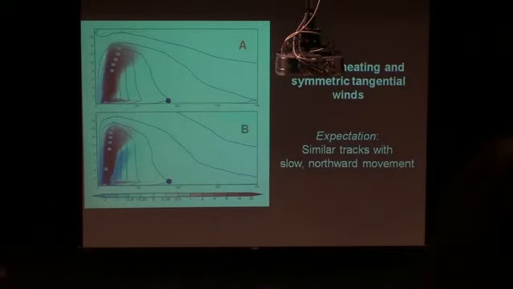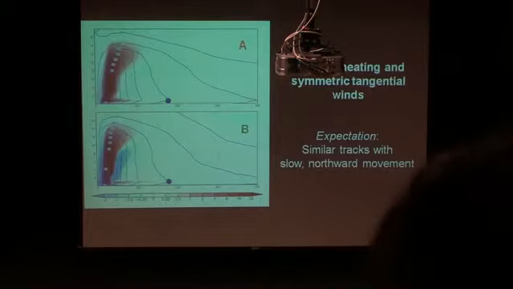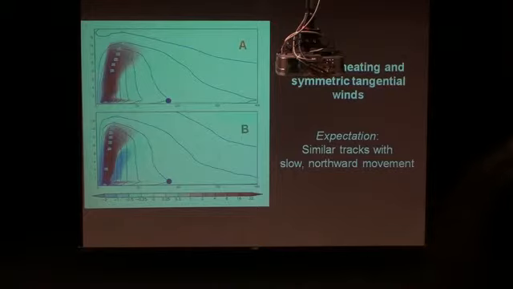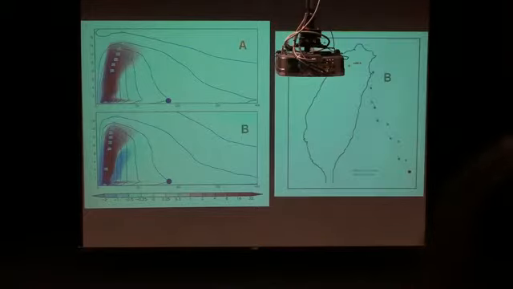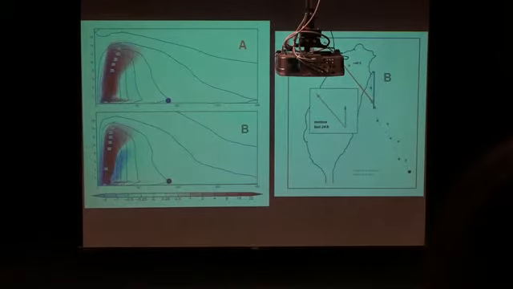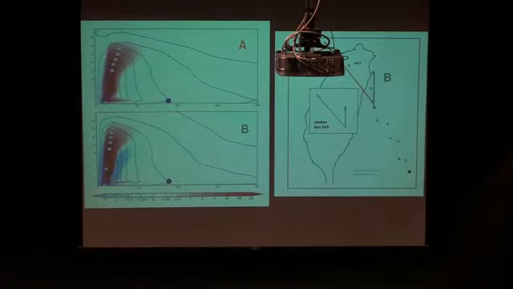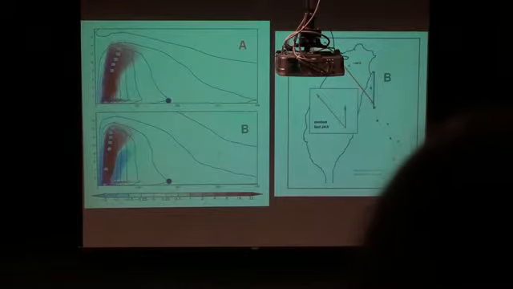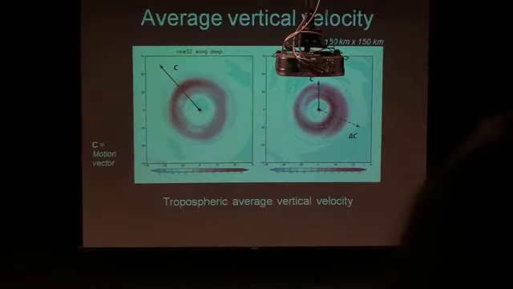If we look at the diabatic heating and tangential wind profiles, we see two cases that are really very similar. There's differences here near the core, but out here the winds are very similar. So my expectation from this is similar tracks with relatively slow northward movement, and things didn't quite work out that way. Okay? So there are clearly big differences here between these two simulations that have nothing to do with what the winds at 200, 400, or 600 kilometers out are doing.